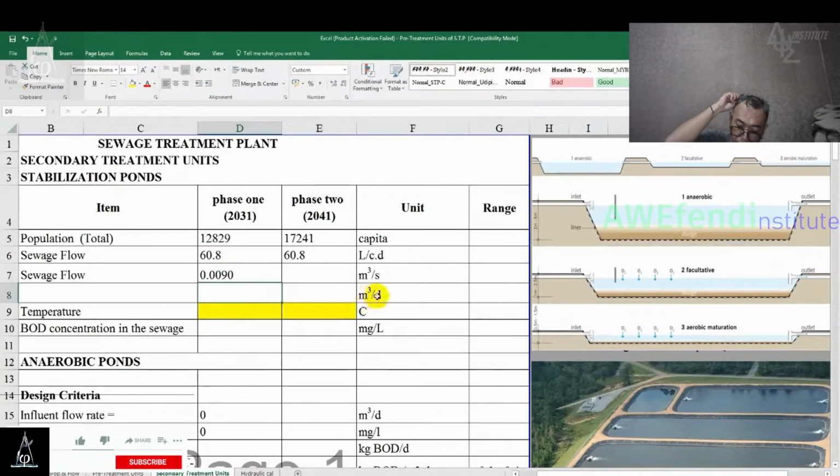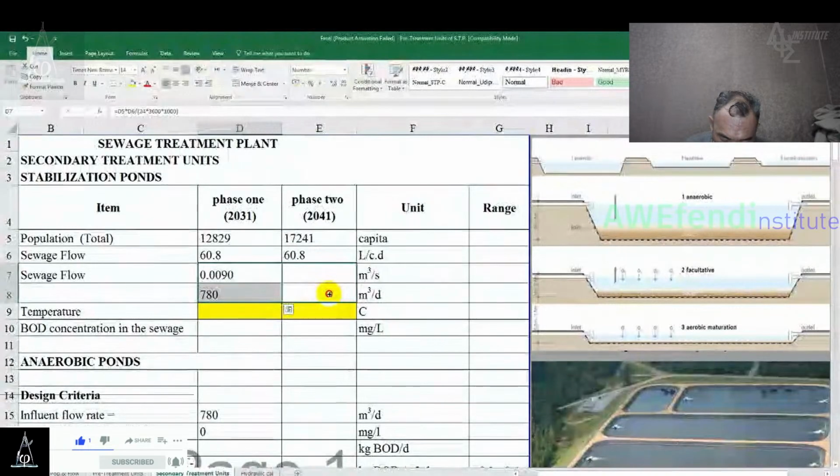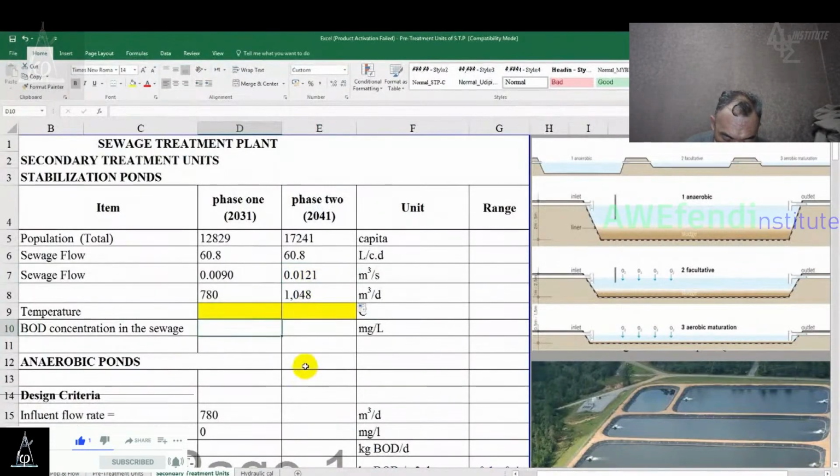And for cubic meter per day, it equals this cell times 24 times 3,600. We can copy both cells to phase 2. So we get these figures. BOD concentration in the sewage assumed 700. And here also 700.